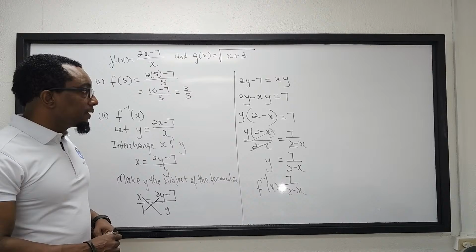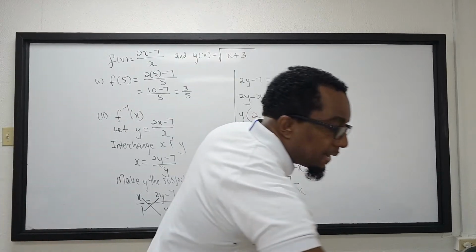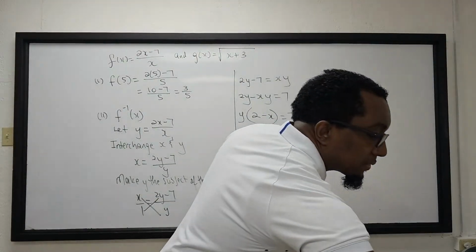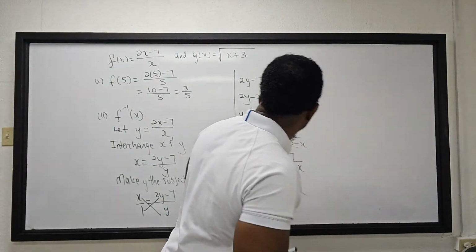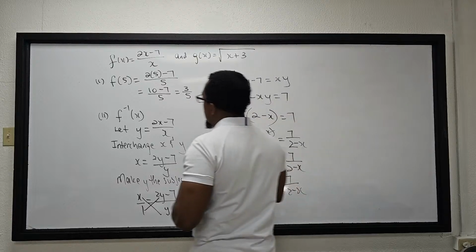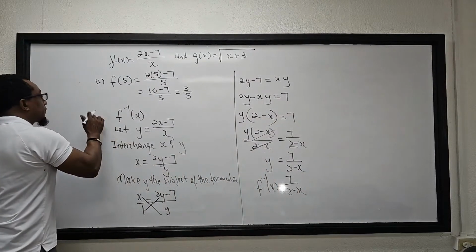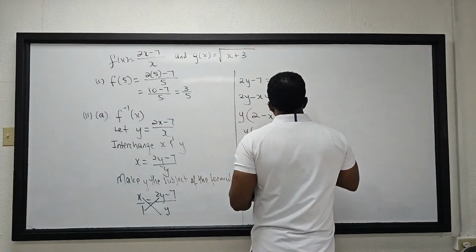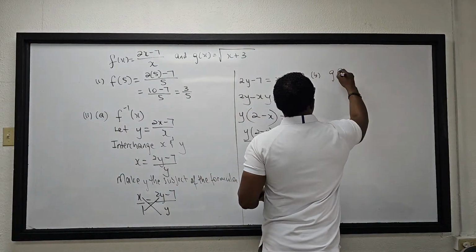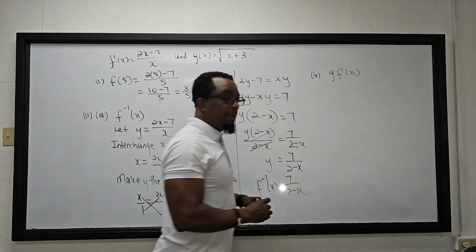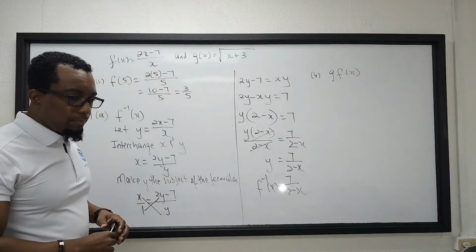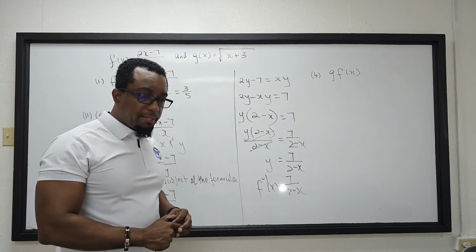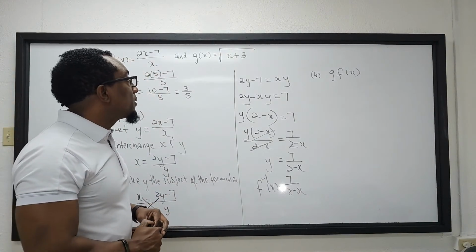Okay? Let's look at the other part. The other part, they ask you to find gf of x. So part B is to find gf of x. So this is 2a and 2b, an expression for gf of x. So we have to get an expression for gf of x. Good? What are we going to do?